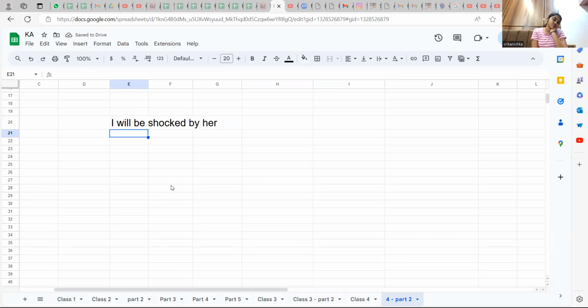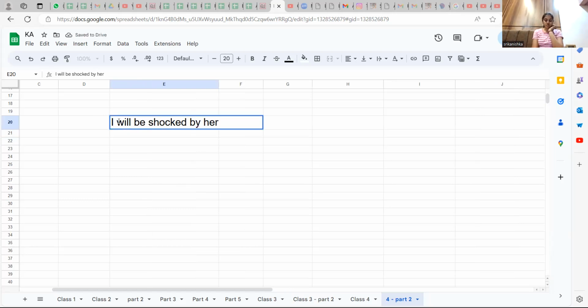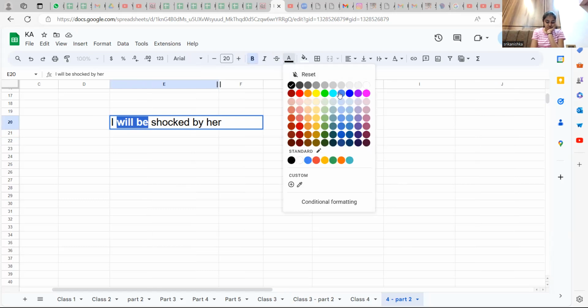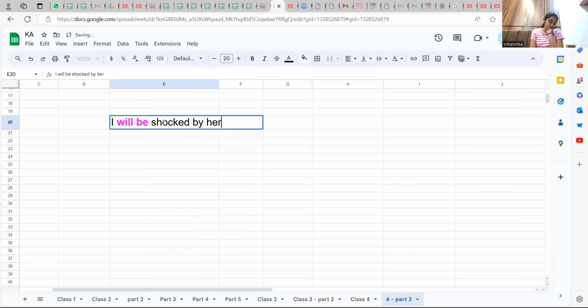Now you think through this, 1 to 20, where it is going to be. Refer and tell me. It's kind of tough because you should not think about subject and object. You should really think about main verb and helping verb. What is the main verb? Shocked. What is the helping verb? Will be. Shocked is the main verb.